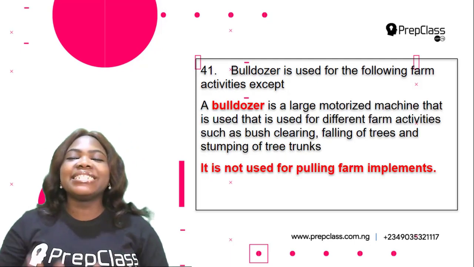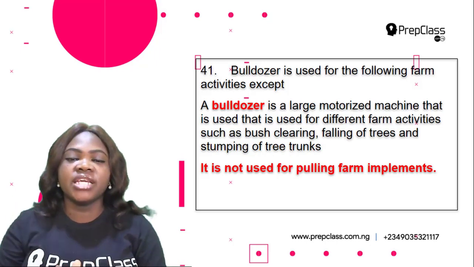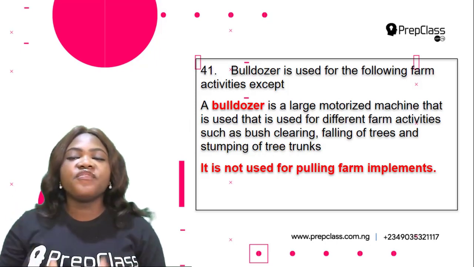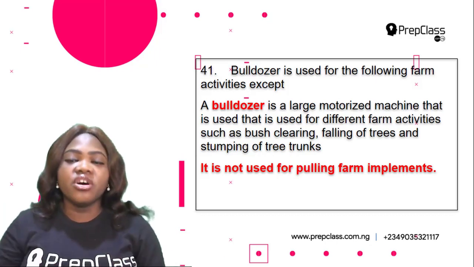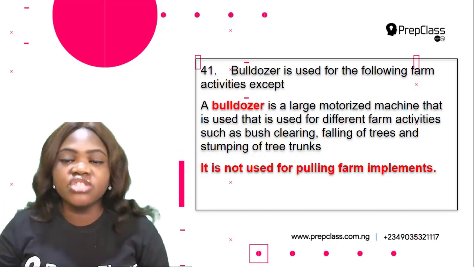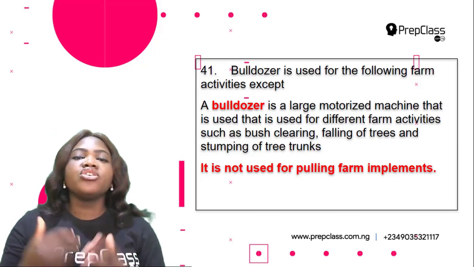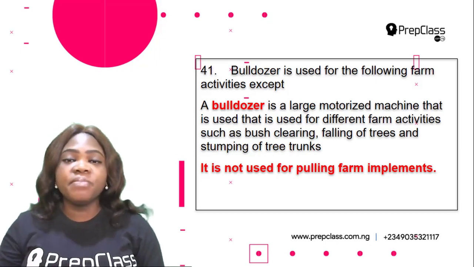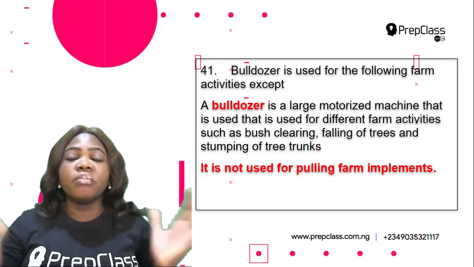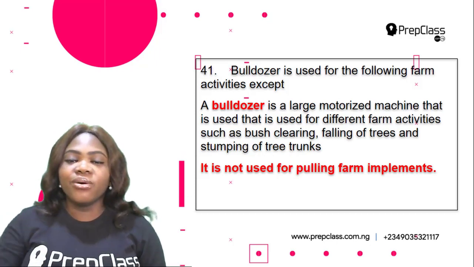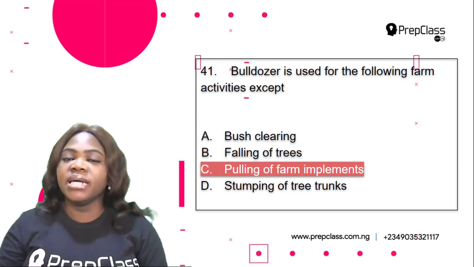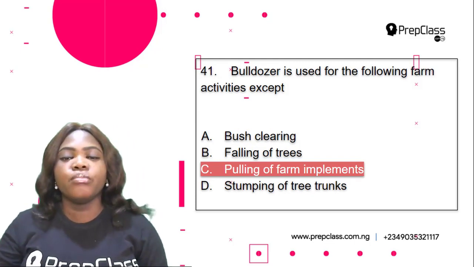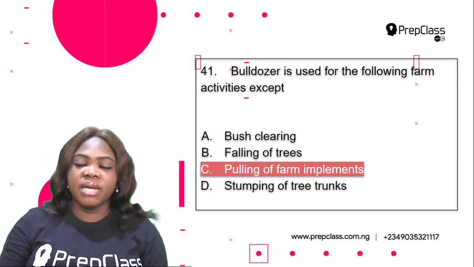So what is a bulldozer? A bulldozer is a large motorized machine that is used for different farm activities such as bush clearing, falling of trees, and stomping of tree trunks. But it is not used for pulling farm implements. It's a tractor that is used for pulling farm implements. So the correct option here is pulling of farm implements. Bulldozer is not used for pulling of farm implements.